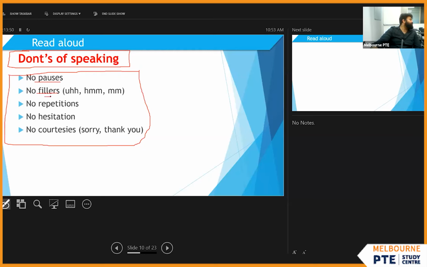No fillers. Now what are fillers? When you're not fully confident, you don't know exactly the next word you're going to say, so you insert sounds like those. Those are known as fillers. Avoid them in all your speaking tasks in PTE, because at times they can make you lose a lot of marks.